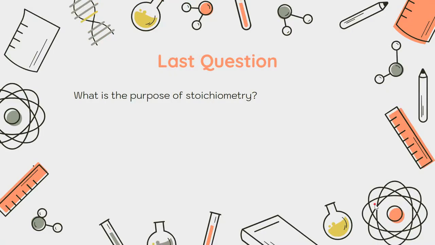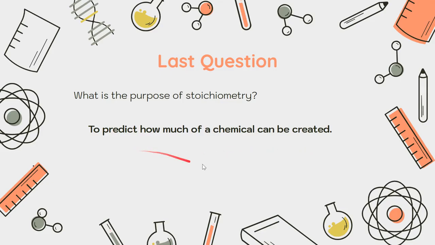And now one last question. What is the purpose of stoichiometry? Remember, why have we been doing all of this? What you should have said is stoichiometry helps us predict how much of a chemical can be created. That's the last of the presentation and quick quiz on stoichiometry.